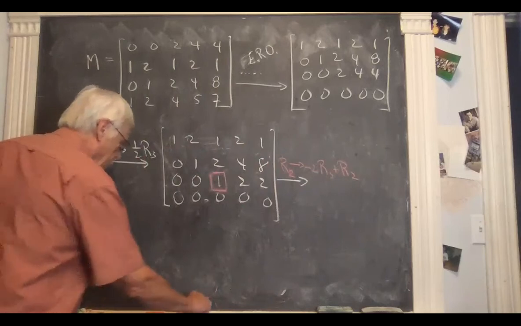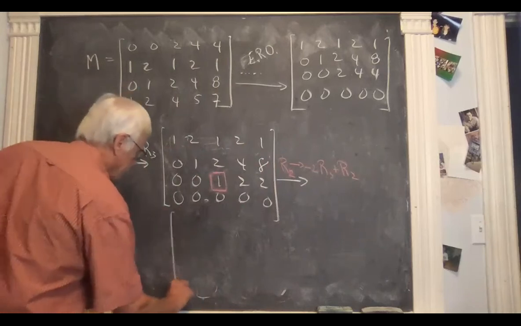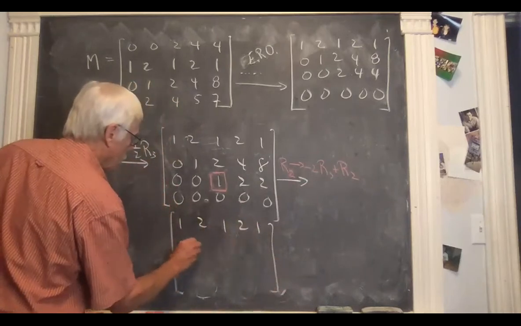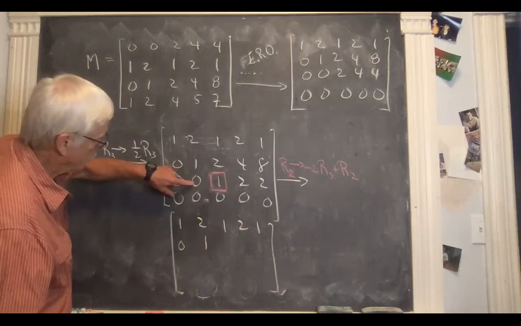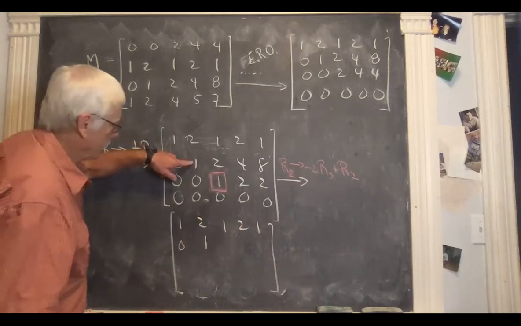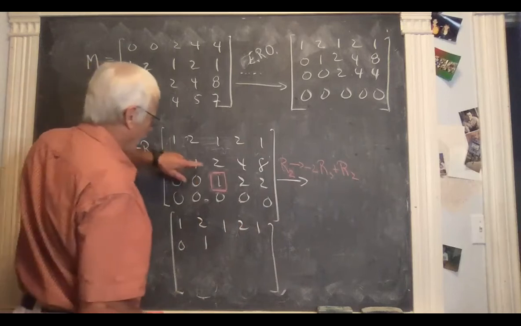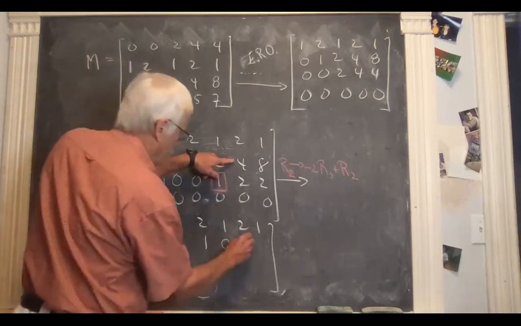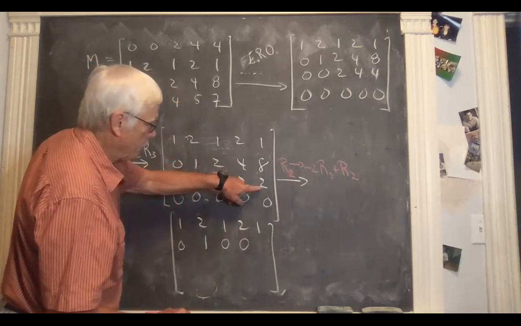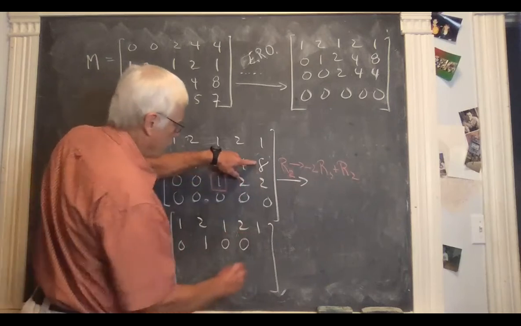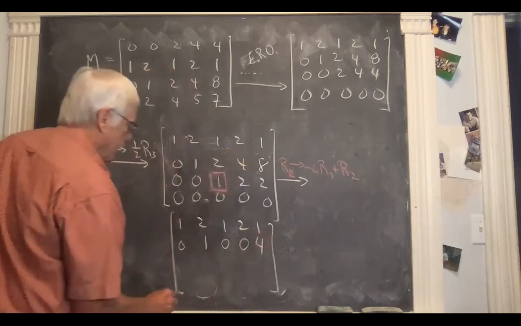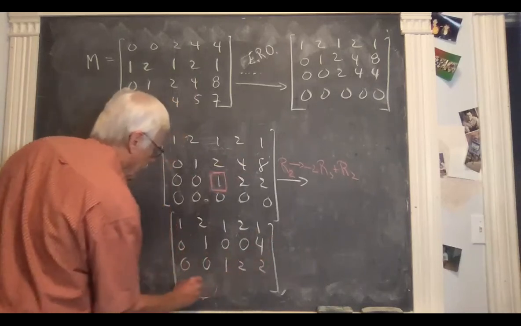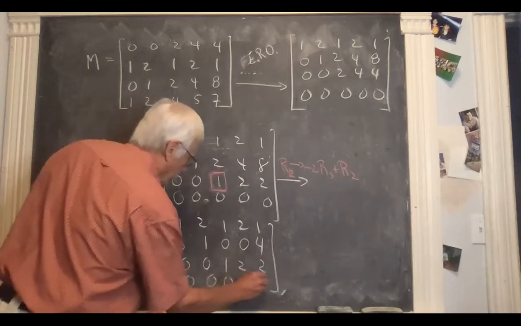When we do that, we're going to get first row remains the same. 0, 1. Now this remains a 1 because minus 2 times 1, minus 2 times 0 plus 1 is 1. The next term is 0. Minus 2 times this plus this also gives 0. Minus 2 times this is minus 4 plus this is 4. And the third row remains the same. And the last row remains all zeros.